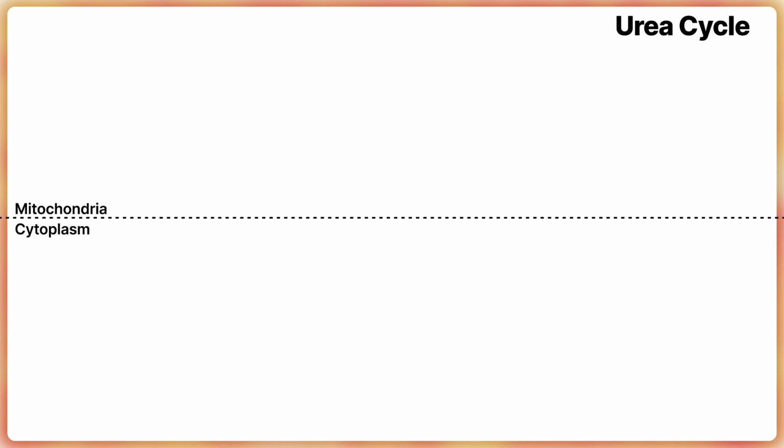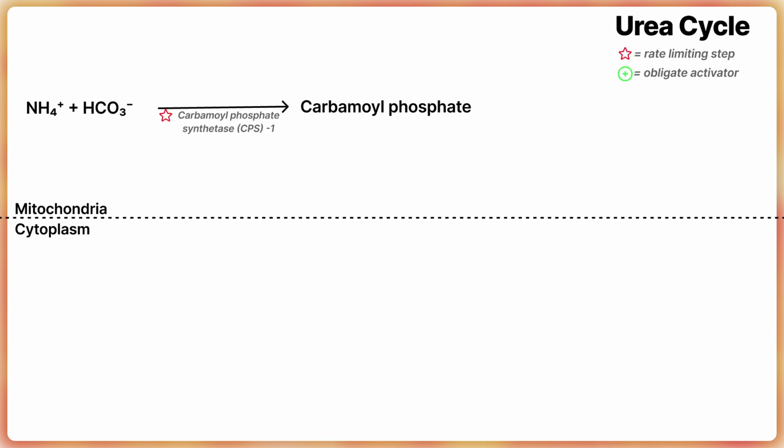The urea cycle starts off in the mitochondria of hepatocytes, where ammonia and bicarbonate serve as the starting substrates, which combine to form carbamoyl phosphate. This reaction is catalyzed by the enzyme carbamoyl phosphate synthetase 1, abbreviated as CPS-1. CPS-1 is particularly high yield because it is actually the rate-limiting enzyme of the urea cycle. The USMLE loves asking about rate-limiting enzymes of different biochemical pathways, so make sure to have this memorized.